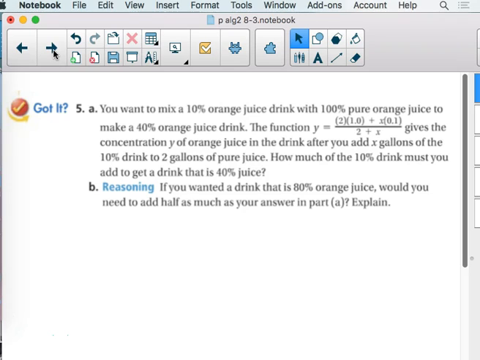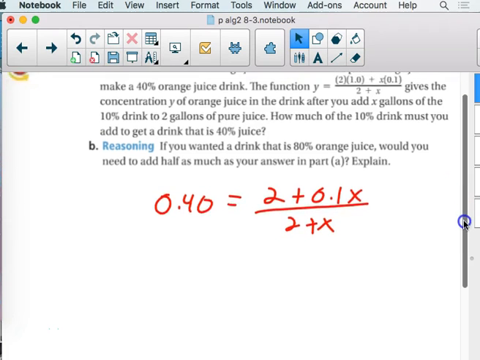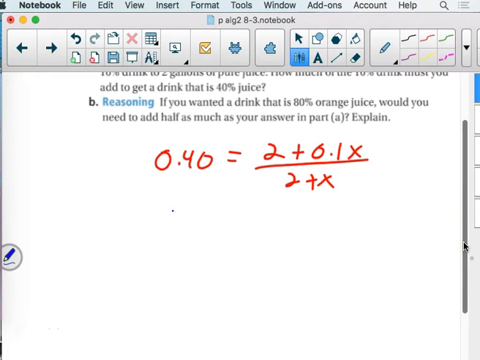I mean, it is. The 10%, would you have to add? 4 gallons. You monster. And again, you could slap a 1 under there, you could cross multiply, get what you needed, or you could y sub 1, y sub 2 this. Now, B says this. B says, if you wanted a drink that is 80% orange juice, mind you, this one was 40% right here, would we only add 2 gallons? Does it make sense that we would just add half as much of what we have? Talk to your partner, what do you think?